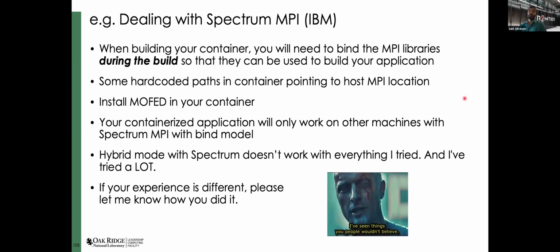Because what we were doing is binding MPI libraries from the host into the container during the container build process in order for the application to build correctly, making use of the Spectrum MPI libraries, which meant that we had to provide some base images with some hard-coded paths in the container pointing to the host MPI location that it will be able to access once you've mounted the host MPI location into the container. And bind mode is the only thing that we've found worked.